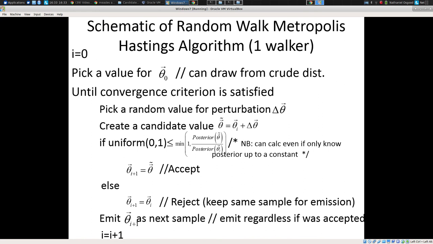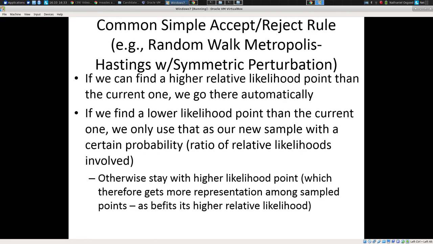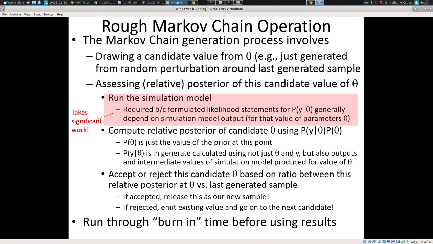This calculation of the posterior involves calculating the likelihood. And to calculate the likelihood, guess what you need to do? One of my students, guess what you need to do? You run the model. Bang on. Good man. That's great. That's exactly right. You run it. Okay.